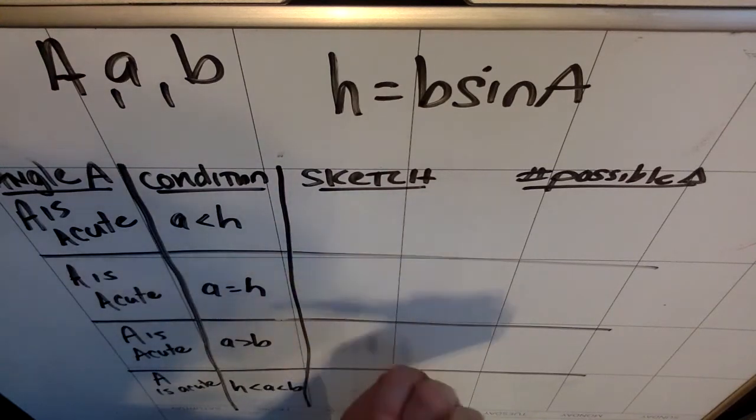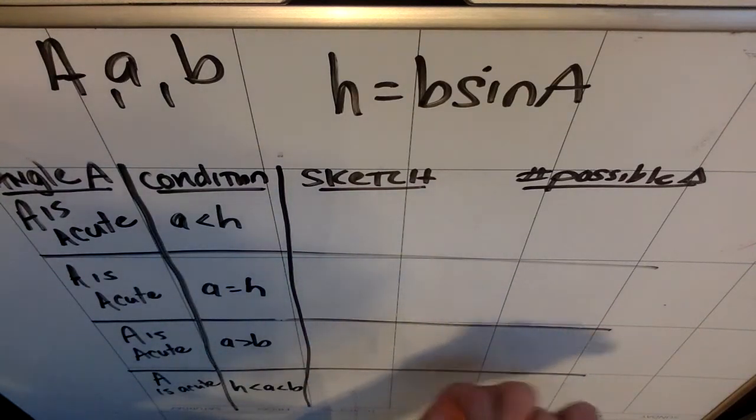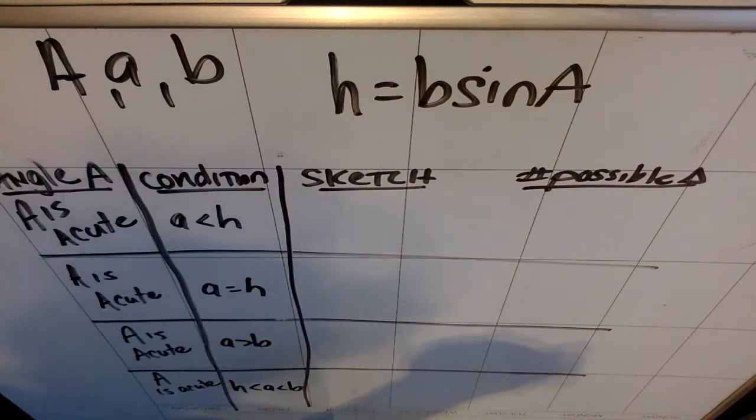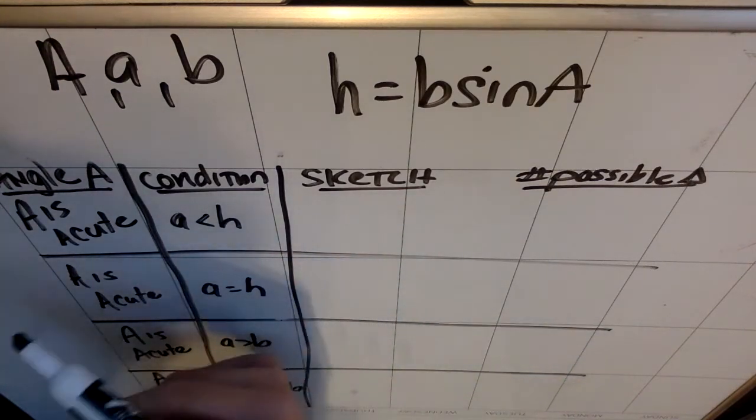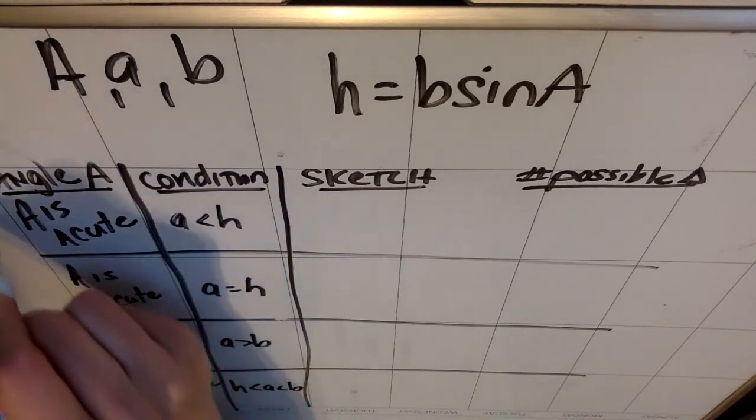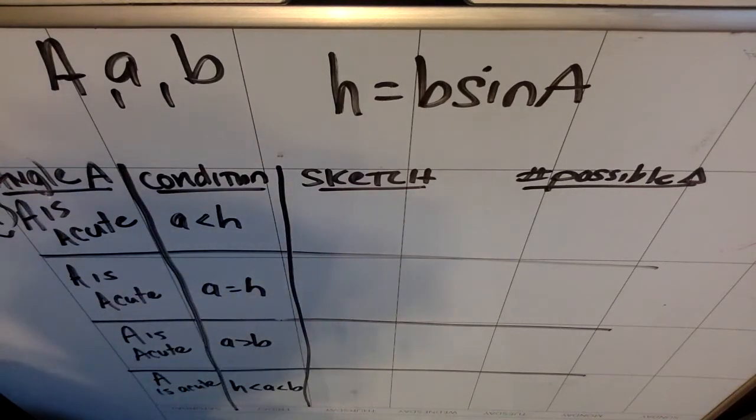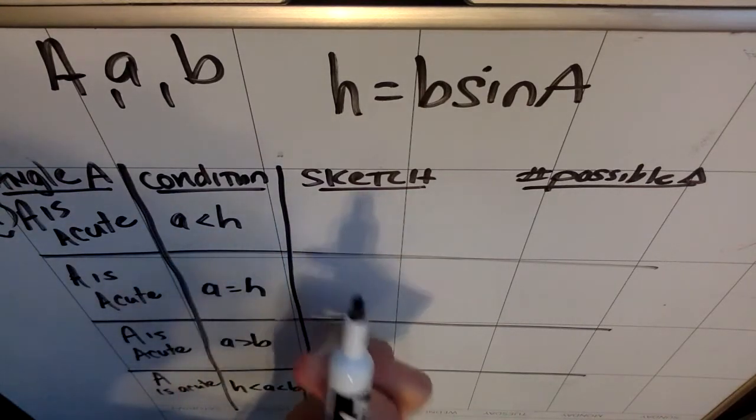So we're going to start with the acute options because my board is only so big, so I'm going to start with the 4 options for A being acute, and then I'm going to talk about the 2 options where A is obtuse. So option 1, if A is acute, meaning smaller than 90 degrees, and a is smaller than the height of the triangle.